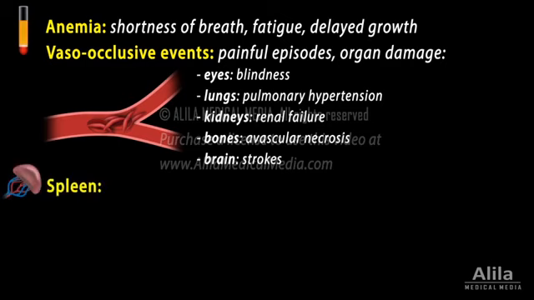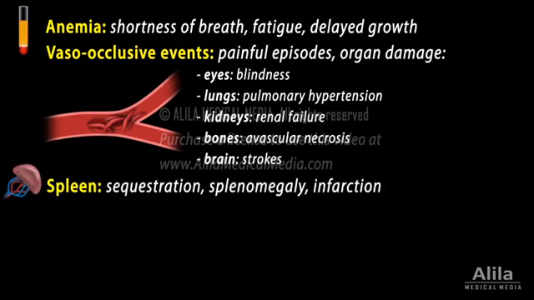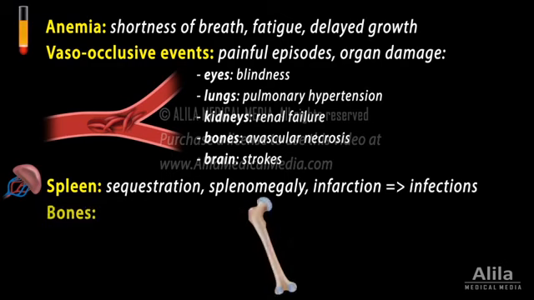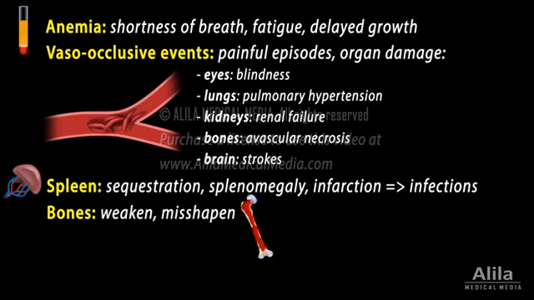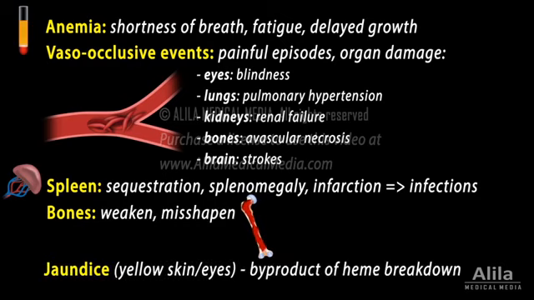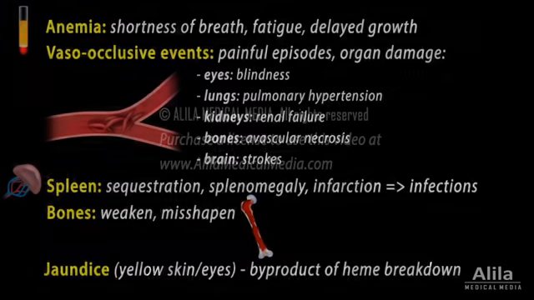The spleen has to handle large numbers of dead red cells and becomes enlarged and fibrous. Its immune function declines, making the body more vulnerable to infections. In an attempt to compensate for blood cell loss, the bone marrow tries to produce more cells and grows larger, causing bones to weaken. Other signs include jaundice, a result of rapid destruction of heme.